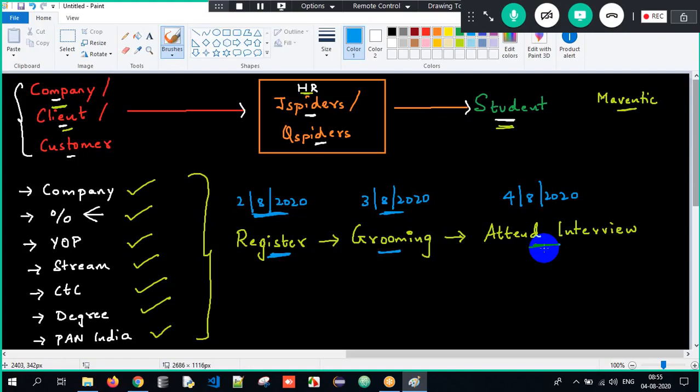On day one, the requirement will come, we will announce it. If you are eligible, the students will register for it. Once they are eligible and registration is done, then grooming will happen. We will tune you nicely. We will tell you this question, that question, what to study. And then finally you will attend the interview, and we will tell this interview process also.